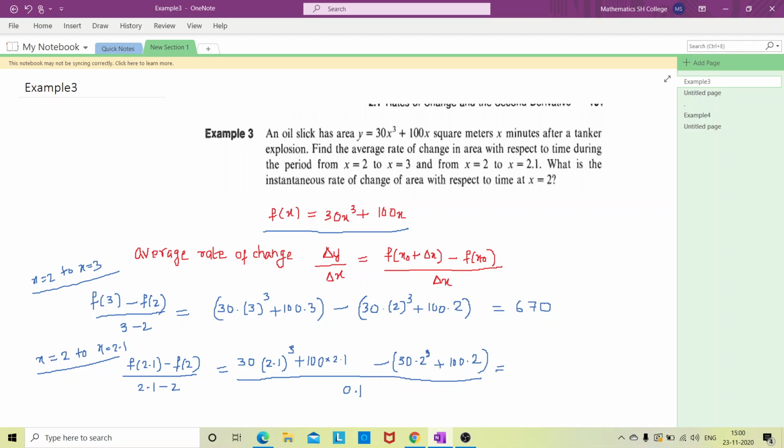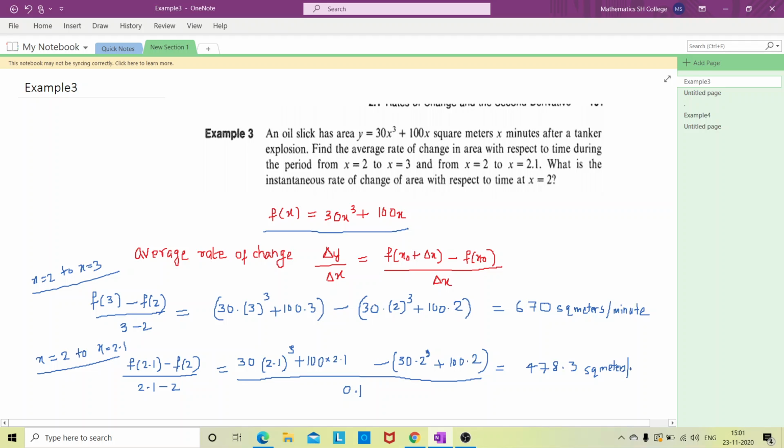In the same way we can do it. So you will get this as 478.3. Here the unit is square meters per minute. So the unit is square meters per minute, and the same unit here, square meters per minute.